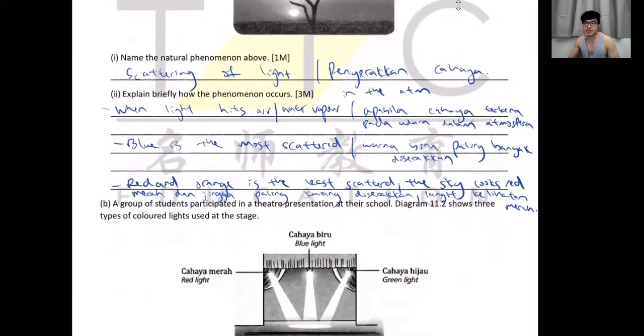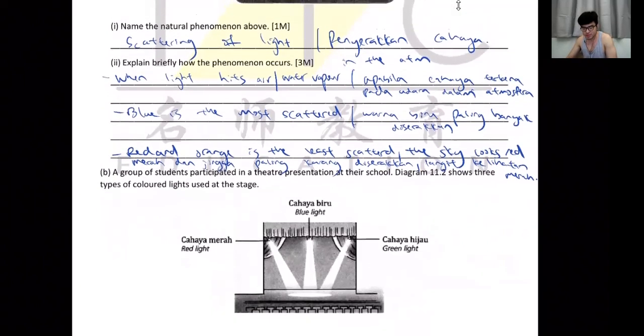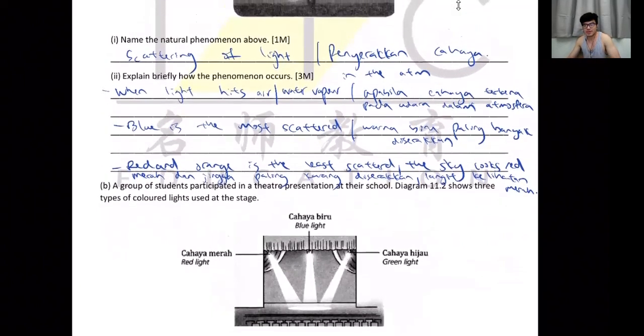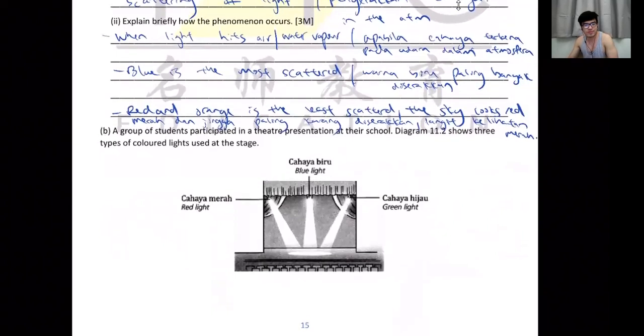Okay, so 3 marks here. Yeah, blue is the most scattered. Red and orange is the least scattered. The answer is more or less the same one. Every question when they ask about sky is the same thing. Blue is the most scattered. Okay, we don't like blue. The sky doesn't like blue. That's why it looks blue. That's why they bounce blue everywhere.